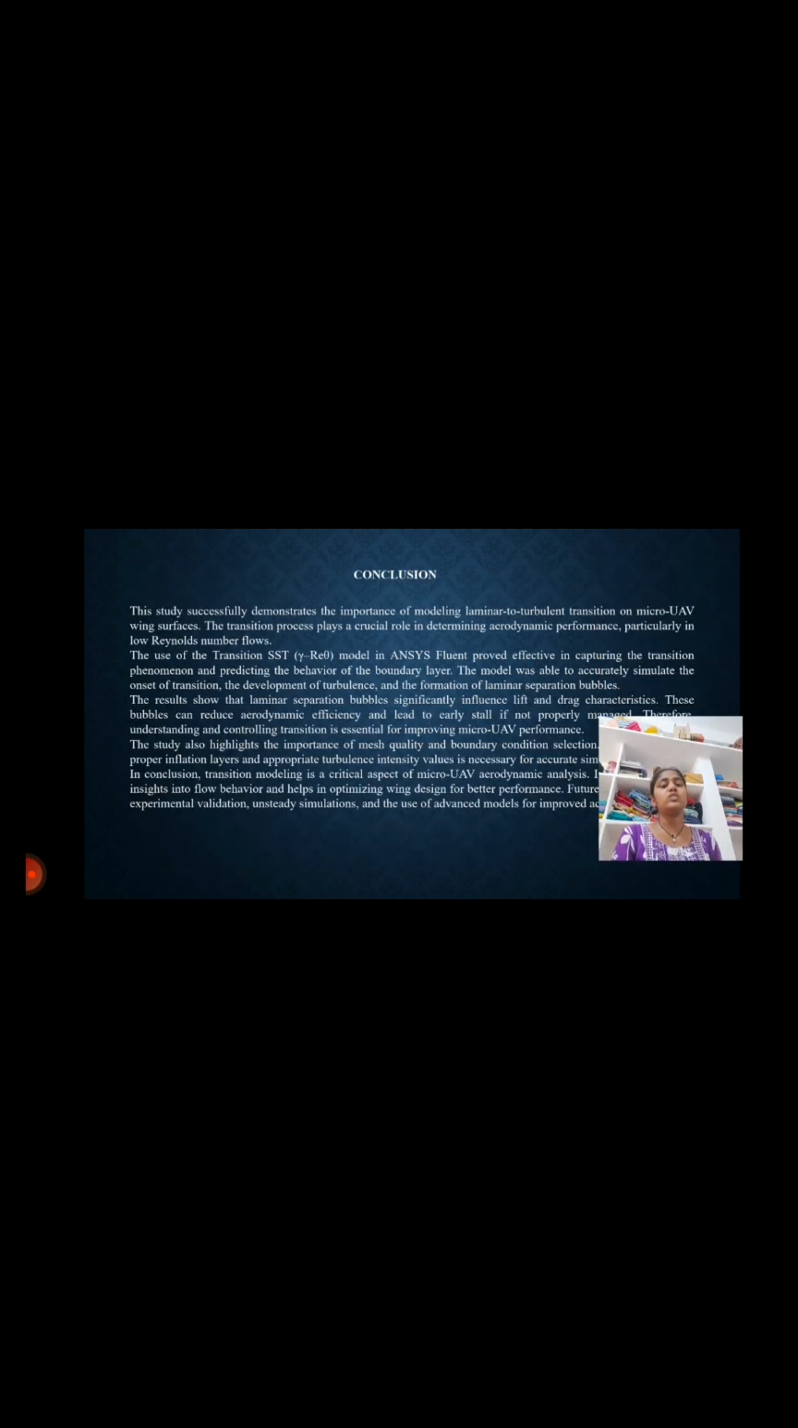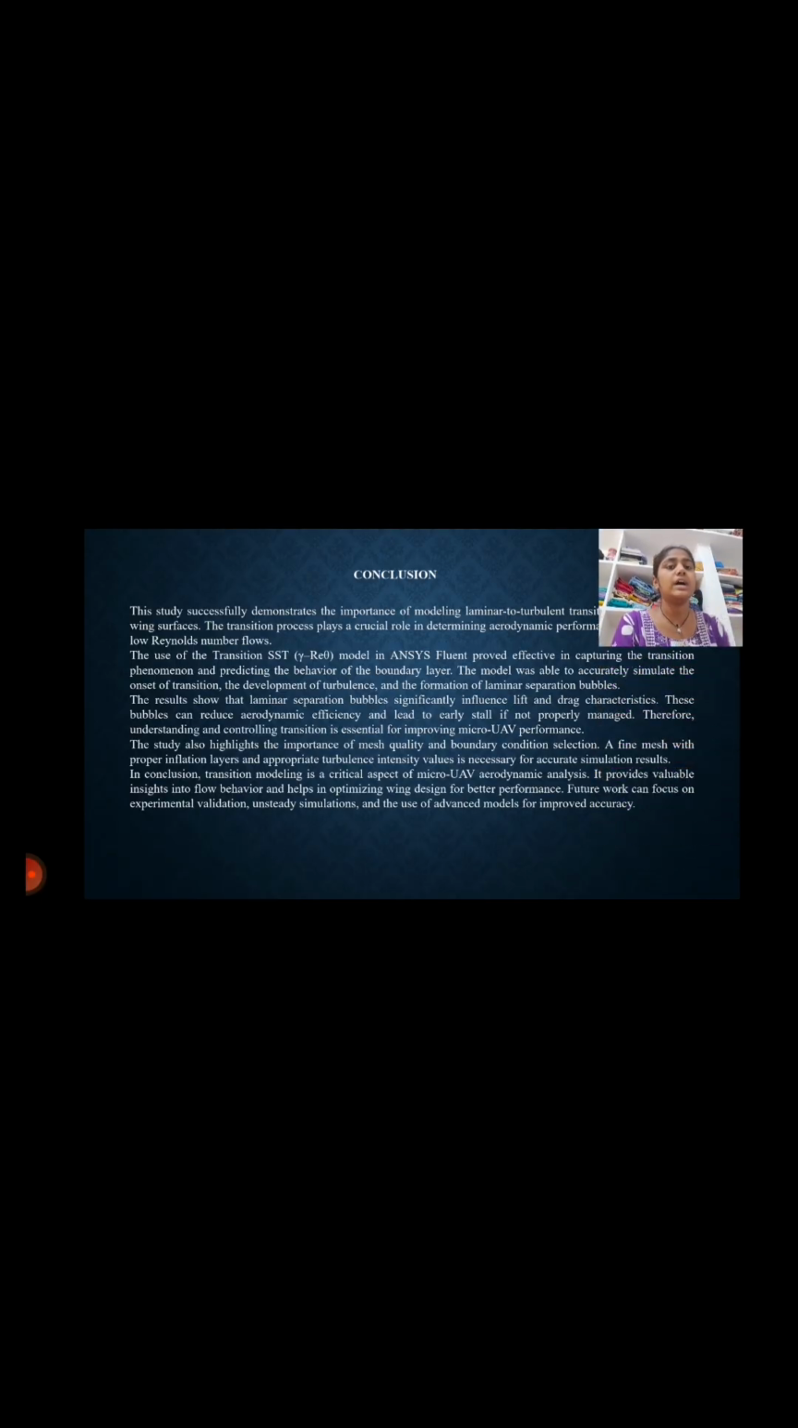Conclusion. At last, I would like to conclude this project by saying that this study successfully demonstrated the importance of modeling laminar to turbulent transition on micro UAV wing surfaces. The transition process plays a crucial role in determining aerodynamic performance, particularly at low Reynolds numbers. The use of the transition SST gamma-Re-theta model in ANSYS Fluent was effective in capturing the transition phenomena and predicting the behavior of the boundary layer.